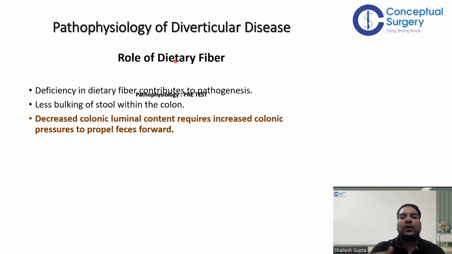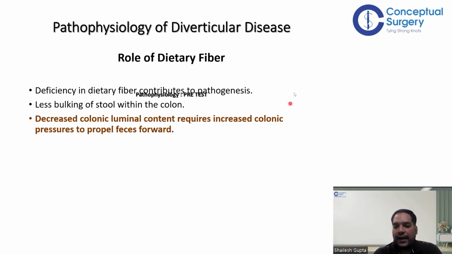तो फीसिस अपने प्रेशर से प्रोपेल आउट कर जाएगा. But when we are taking a low fiber diet, it will lead to low bulk of stool. So because of the low bulk of stool, colon need to put more pressure to propel the feces forward. इस more pressure की वजह से हमारा diverticulum बनता है. So decreased colonic lumen content lead to increased colonic pressure to propel feces forward, and this increased colonic pressure lead to formation of diverticulum. Right? Now I hope it is clear.